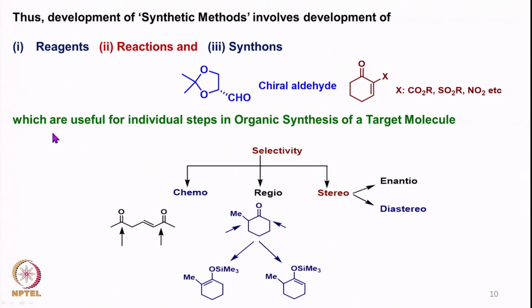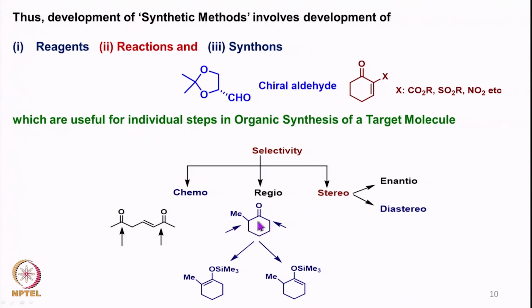Now the individual steps in organic synthesis of a target molecule can make use of these reagents, reactions and synthons, but then we also need to address selectivity. Now we have chemoselectivity, regioselectivity and stereoselectivity. So if we have a molecule like this which has two different ketones, as you can see, this is a saturated ketone and this is an unsaturated ketone. So if we do a reaction on this and allow this particular ketone to remain unaffected, or do a reaction on this particular ketone and let this ketone be unaffected, then this is a chemoselective reaction.